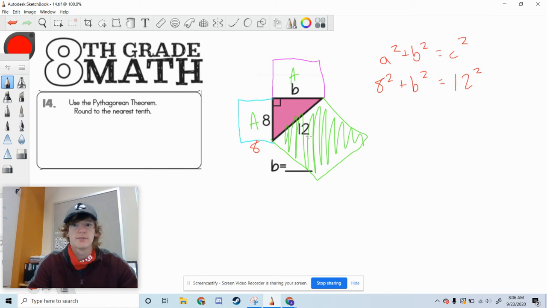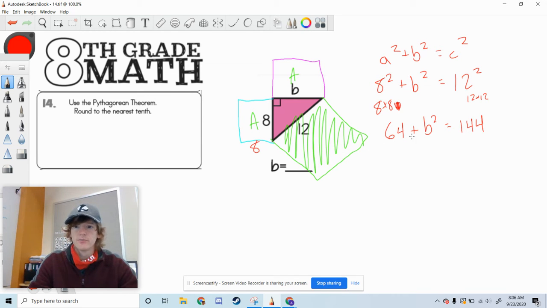C is always the biggest one, because if you're going to add the two together, they're going to have to equal the largest square. Otherwise, it wouldn't make sense to be one of these smaller ones. 8 times 8 equals 64 plus whatever b squared equals. This is 12 times 12, so that would be 144.